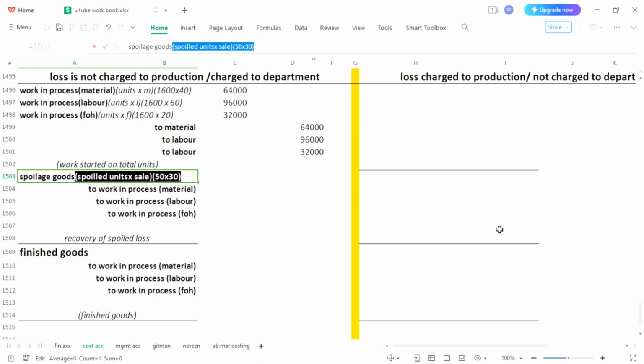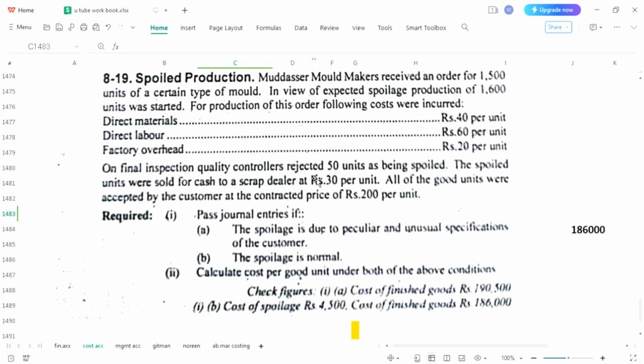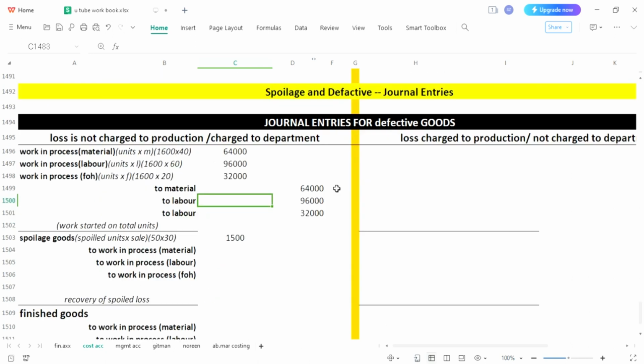Spoiled number of units multiply by sale. Spoiled were 50 and they were sold for rupees 30. Statement is completed. It's time to calculate the amount. 50 multiplied by 30. In this way 1500 we have got. Spoiled units were 50 and sale price was 30.